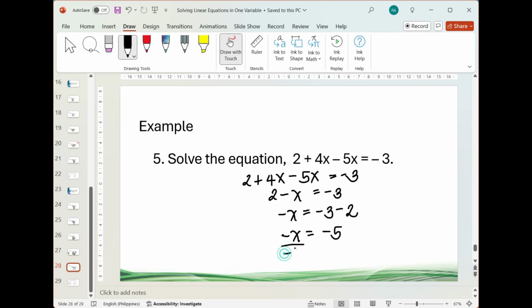So, apply natin si DPE. Divide both sides of the equation by negative 1. So here, negative divided by negative is positive. So x now equals negative 5 divided by negative 1. That is equal to 5. So this is now our final answer.